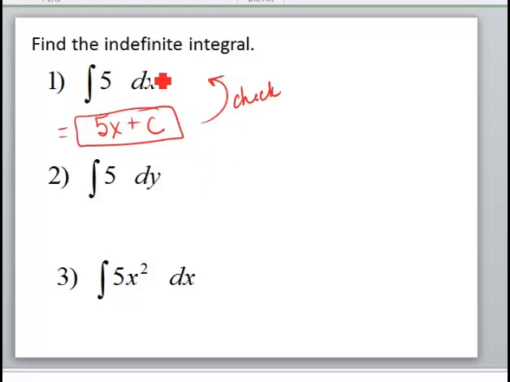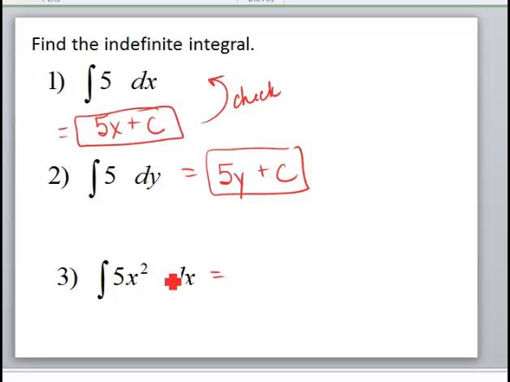So this one said take the integral with respect to x. This one, on the other hand, says take the integral with respect to y. So instead of putting an x on our answer because it said with respect to x, we're going to put a y with this because it's with respect to y. So the answer on this one would be 5y plus c.